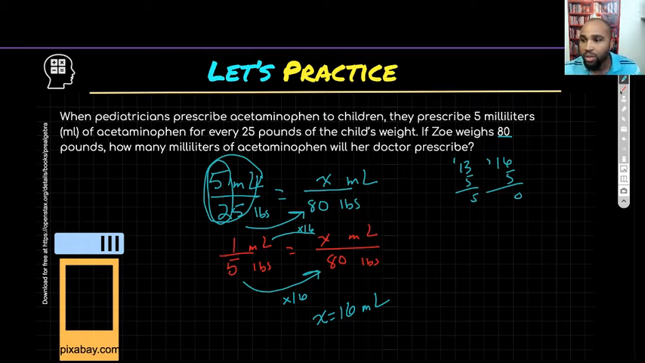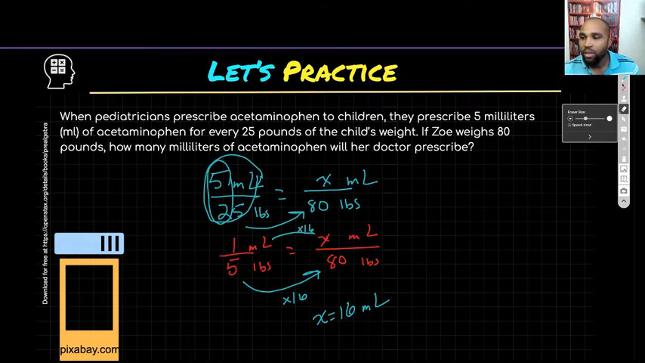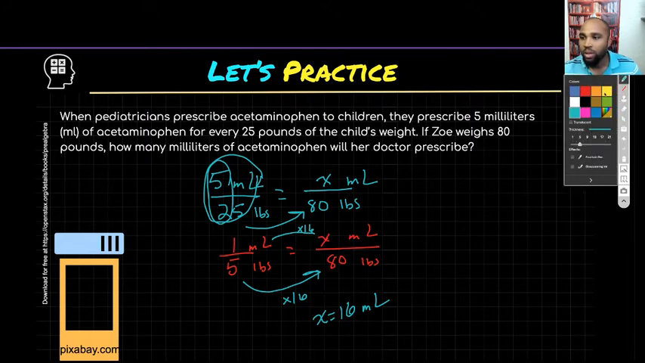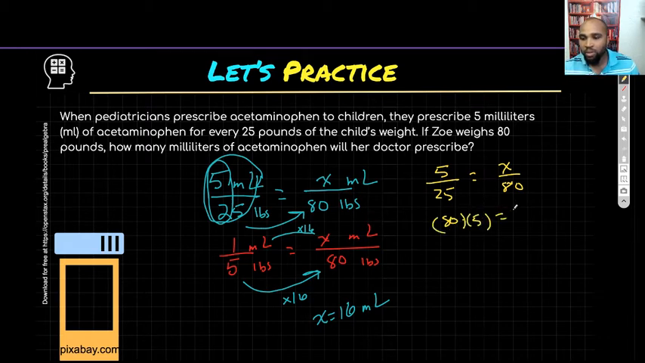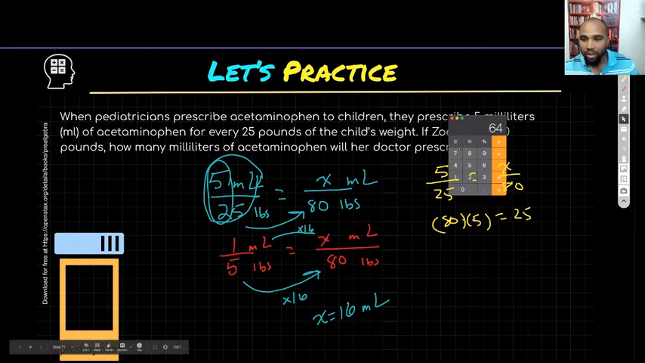Now, I do want to do this one other way, since I have taught you how to do it a different way. And I want to show you that it does work no matter which way you choose. I'm going to use yellow for this. So I originally set this up 5 over 25 equals x over 80. Let's go about the same way we did it before. Cross multiply: 80 times 5 is going to be equal to 25x.